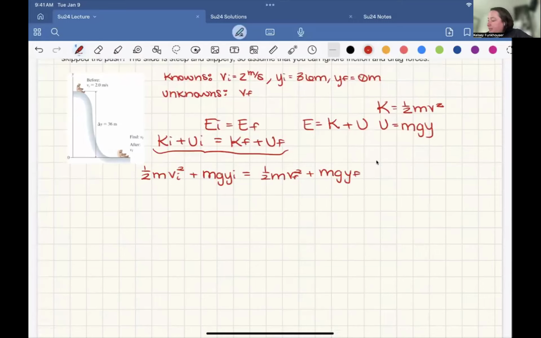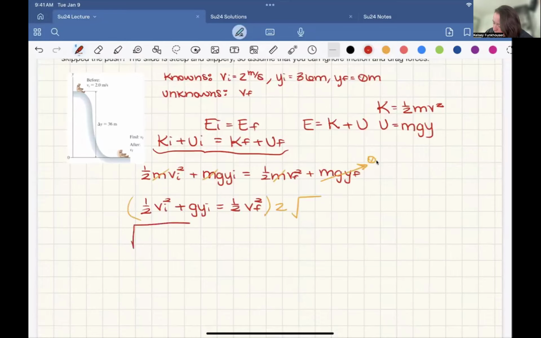One thing we can do now is get rid of some stuff. The final position is 0, so the whole final gravitational potential energy term is 0. Then all the rest of the terms have the mass in them, so we can cancel that out, which is good because we didn't know the mass. Glad we can still solve the problem. We get 1/2 v initial squared plus g y initial equals 1/2 v final squared. Then we want to solve for v final, which means multiplying both sides by 2 and square rooting.